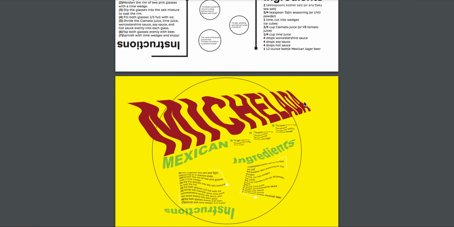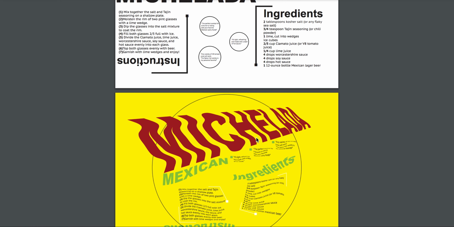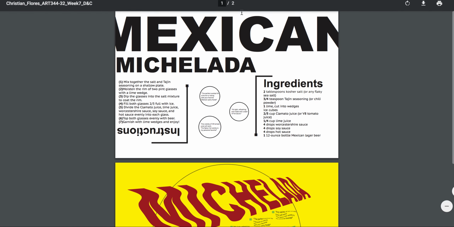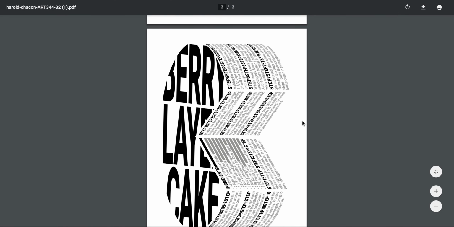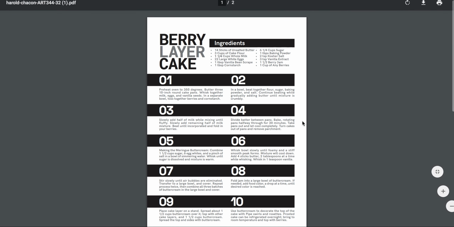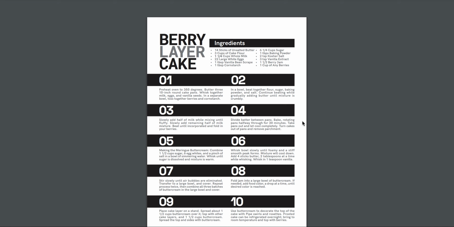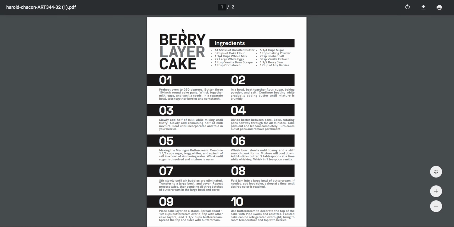and I really like the way in which we are using typography in a connotative approach right here. We just need to tone down just a few areas on the page, and I think we'll be in a good place. And then we get to Harold's work. Harold is doing the berry layer cake. And I think this is great in terms of how we're stacking our information, and we're creating a clear sense of hierarchy between the title, the ingredients, and then the step-by-step process.